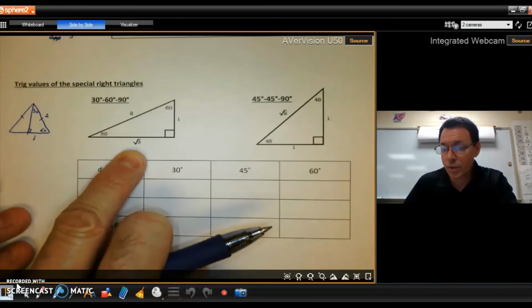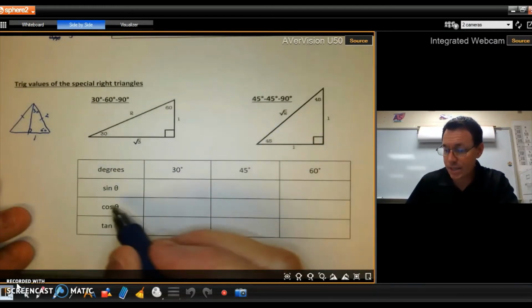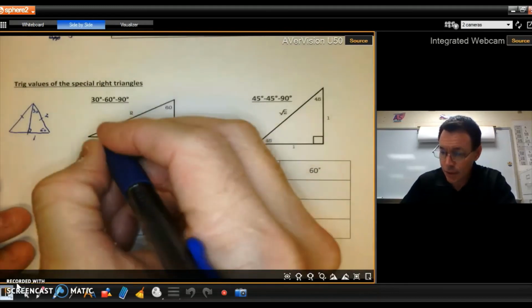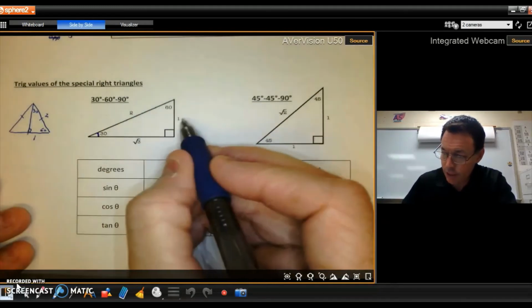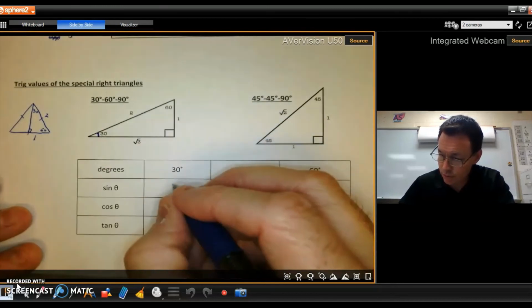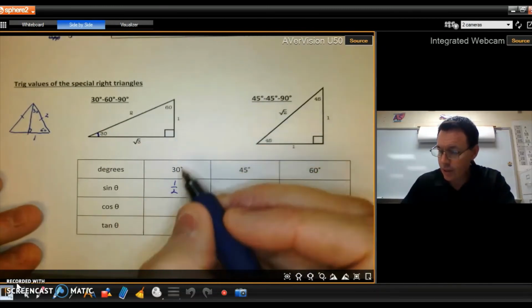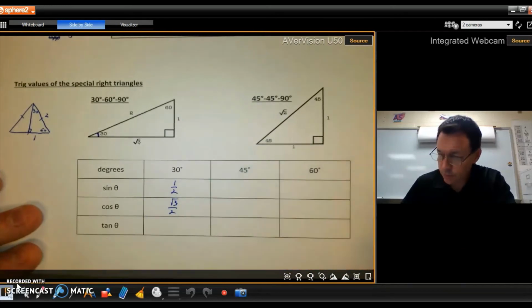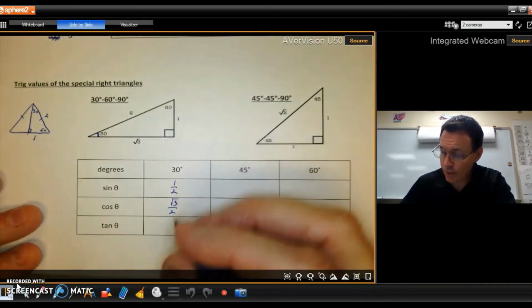And now, even though I don't know the actual lengths, I can still find the sine, the cosine, the tangent of a 30, 60, 90 triangle. For a 30-degree angle, it's going to be sine is 1 over 2. The cosine is going to be radical 3 over 2. And the tangent is going to be 1 over radical 3.